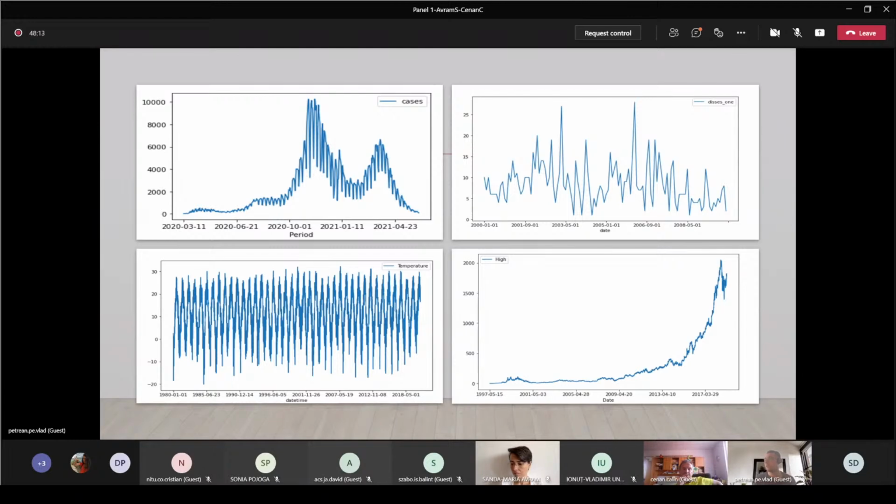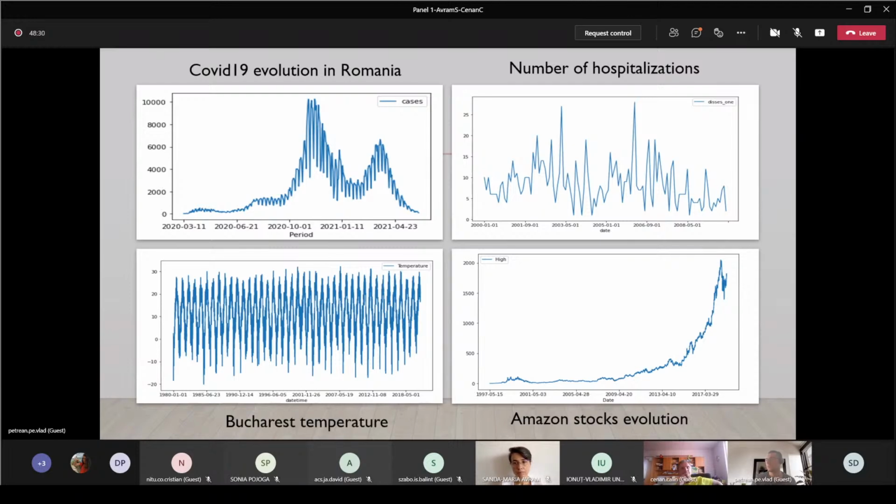And these are the 4 graphical representations of the data evolution. In the upper left corner of the screen, you can see the COVID-19 evolution. In the lower part of the slide, you can see the Amazon stock evolution, the number of hospitalizations, where you can see a lot of fluctuation, and of course, the Bucharest temperature. As you can see, all the data sets have a different structure and different data evolution.